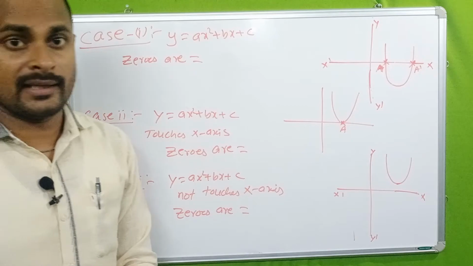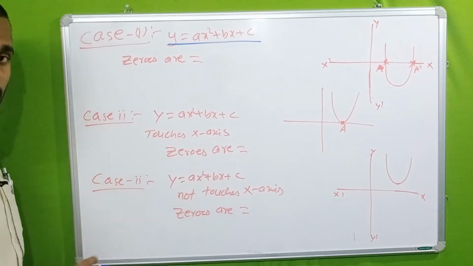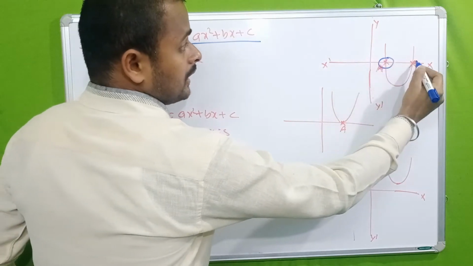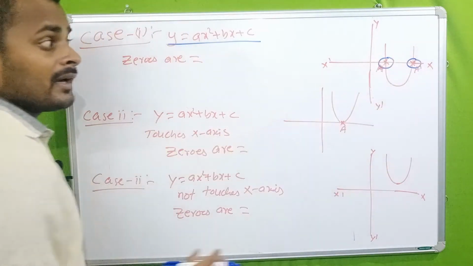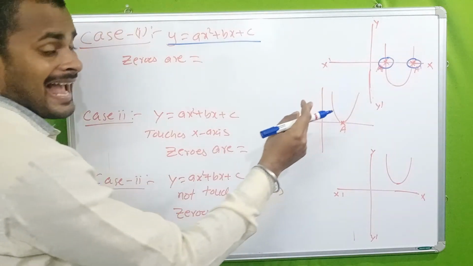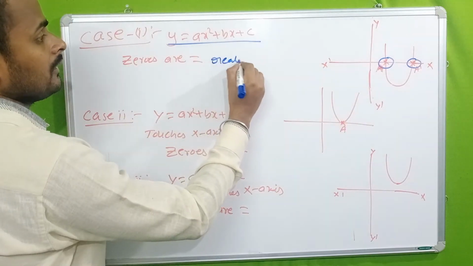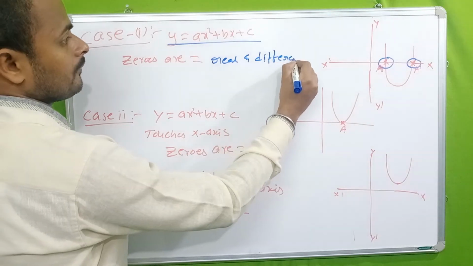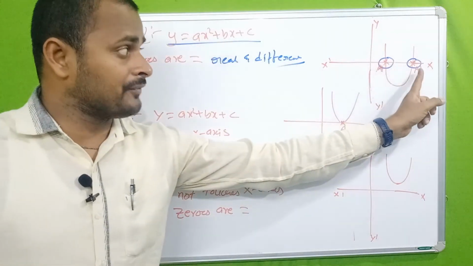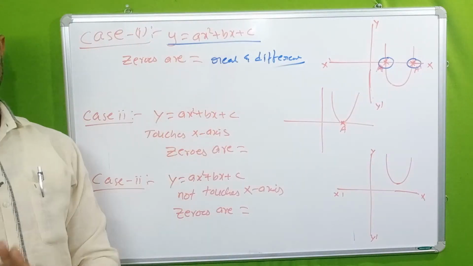According to the graph of a quadratic polynomial, there are 3 cases, that means 3 kinds of zeros. In case 1, for a quadratic polynomial y is equal to ax square plus bx plus c, if the graph is like this, the x coordinates are 2 and those 2 are different. When the parabola touches the x-axis at 2 different points, the zeros are real and different, a and a dash. That is case 1.